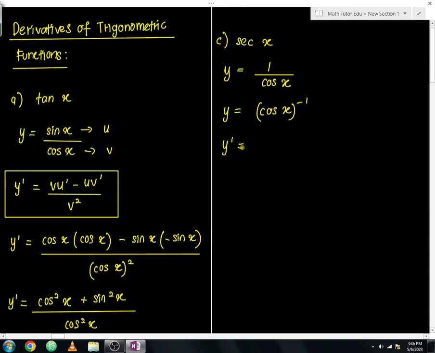So y prime will be equal to negative 1. You bring the power to the front, you times in front, so you get negative 1. Cos x, the power you minus by 1, so you get here minus 2. Actually you can just leave it as negative, but I decided to write the negative 1 here for understanding purpose. And then you need to times with the differentiation inside the bracket here, so differentiate the cos x, you get negative sine x. So y prime will be equal to negative 1 times negative sine x, you get sine x.